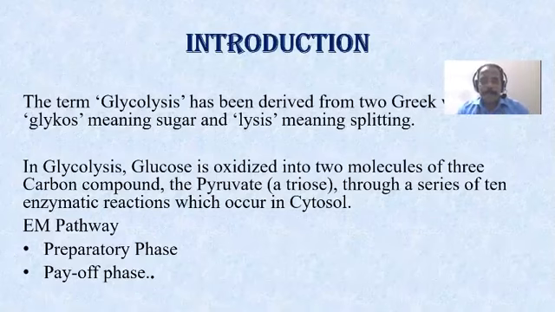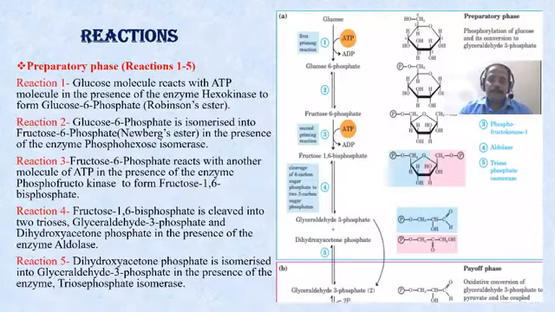So the entire reaction pathway of glycolysis can be considered under two different phases. There is an alternate name for this pathway, which was proposed by Embden, Meyerhof and Parnas. Hence, this pathway is also named the EM pathway. This EM pathway has two different phases: one is the preparatory phase and the other is the payoff phase.